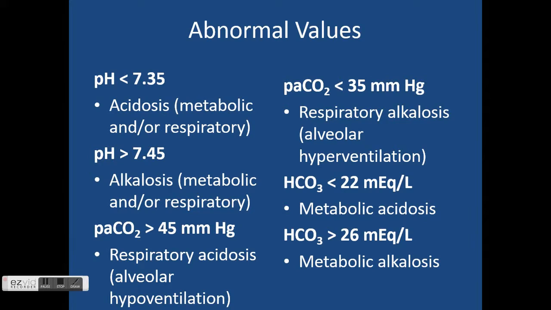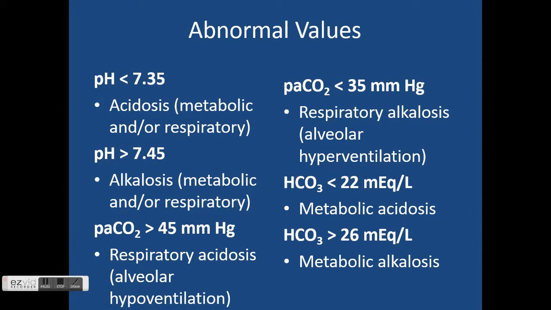If you have a patient with an elevated CO2, defined as above 45, it's consistent with a respiratory acidosis. If it's less than 35, it's considered a respiratory alkalosis. From a metabolic standpoint, if their bicarb is less than 22, it's a metabolic acidosis, and above 26, a metabolic alkalosis.